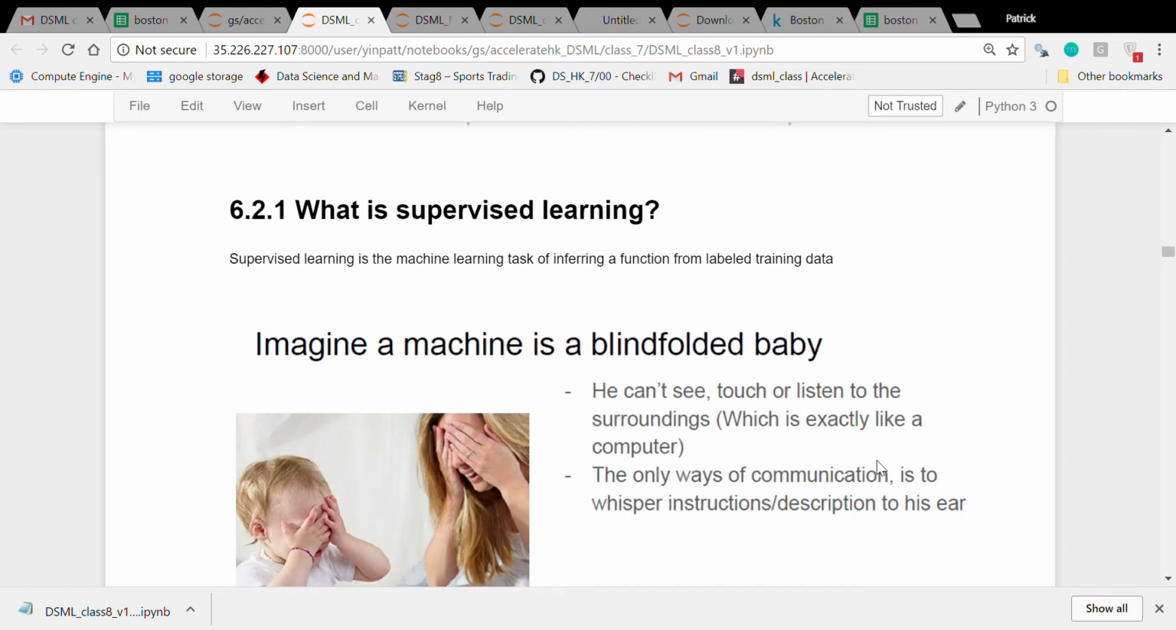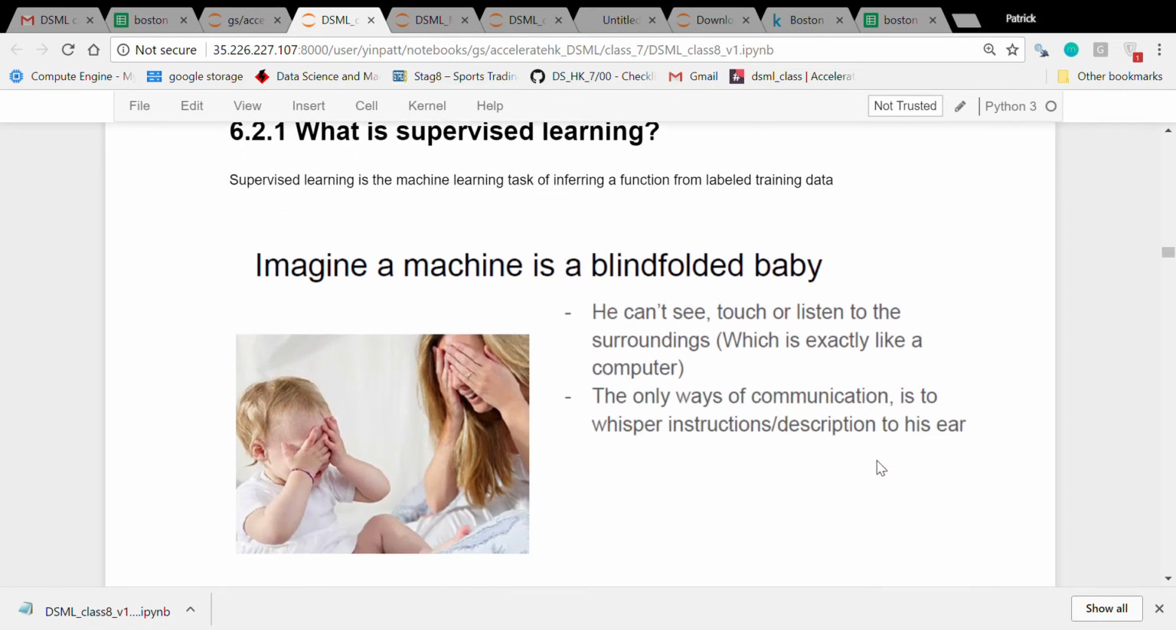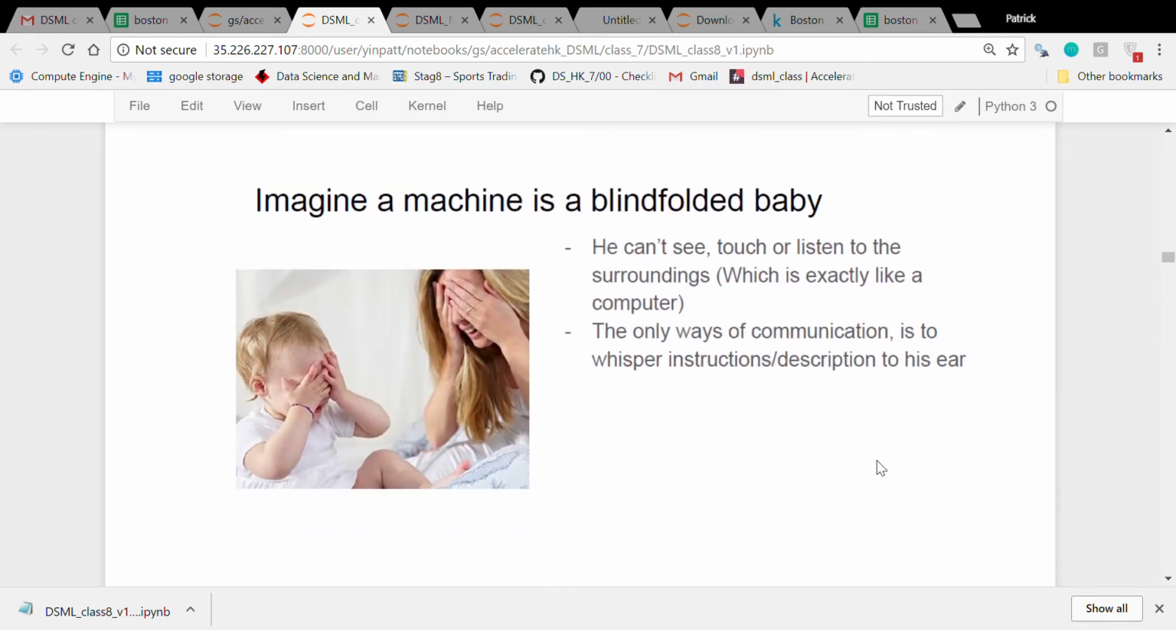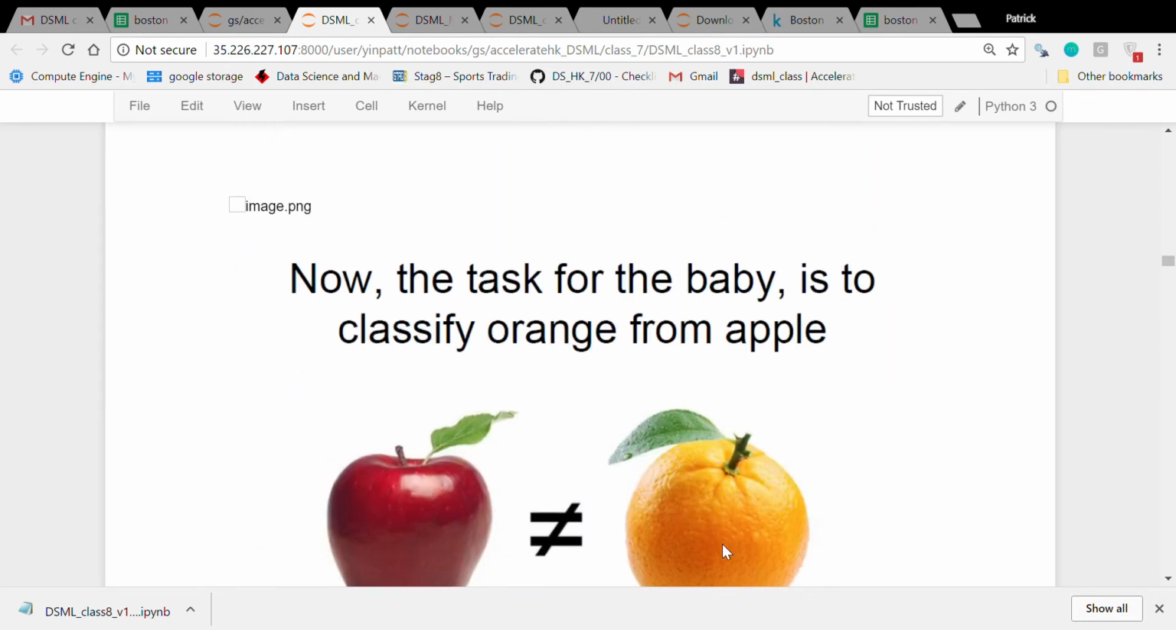Okay, so what is supervised learning? The best way to think of it is imagine a machine is a blindfolded baby. Okay, this baby is not allowed to touch, to talk, or to listen to anything. Okay, and the only input the baby can get is what you feed to it. Okay, it's just like a machine. Or you can think of it, the only way of communication is to whisper the instruction and the description to the baby's ear. Okay, you can't see, touch, or listen to the surroundings, and yeah, same thing.